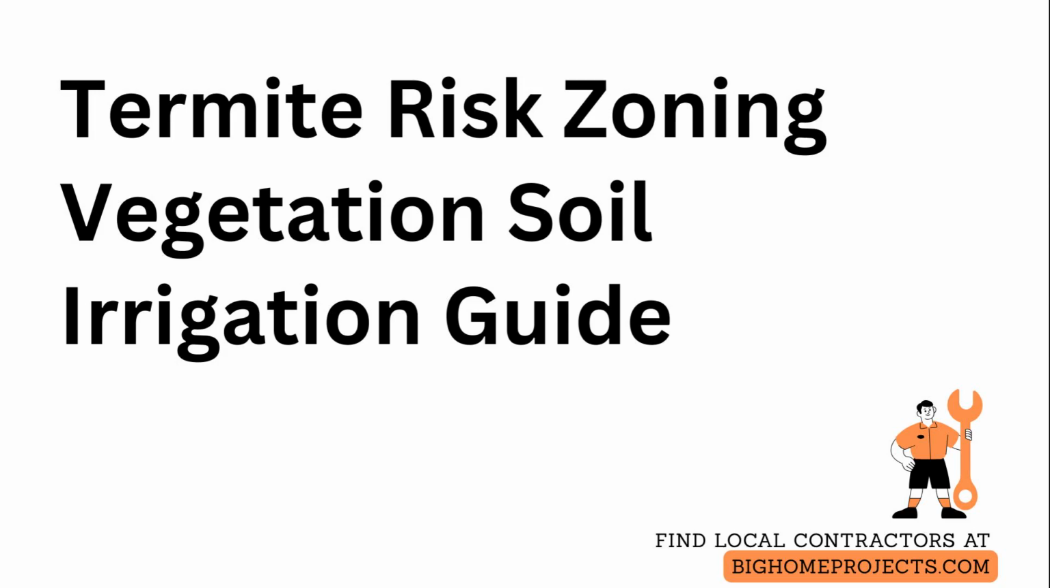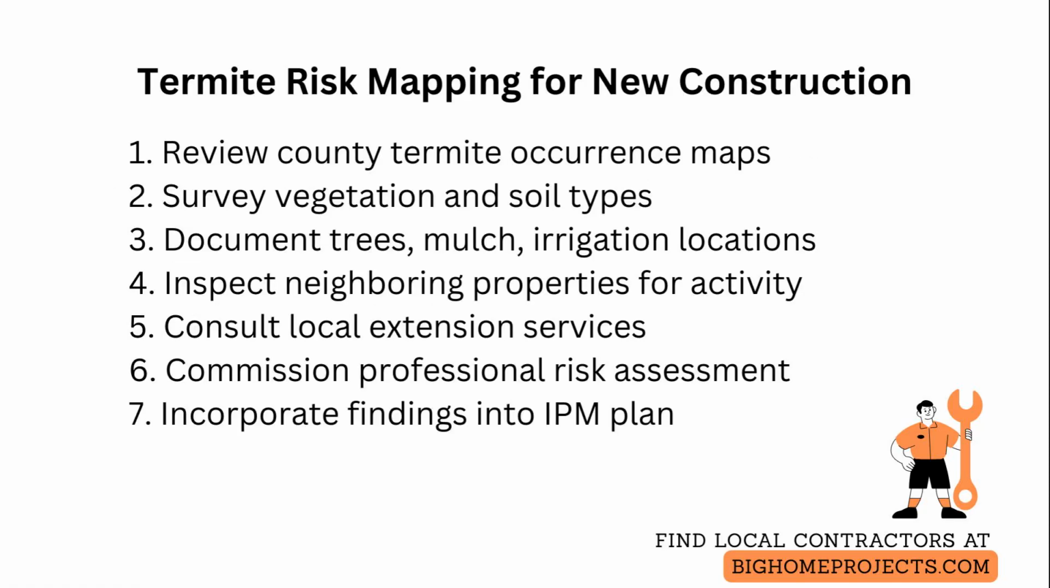Termite risk mapping for new home construction lets builders set treatment intensity and design choices based on site-specific hazard. Start by reviewing county termite occurrence maps to get baseline distribution and historical activity near the site. These maps indicate known infestations and can narrow down hotspots so you know where to focus fieldwork.